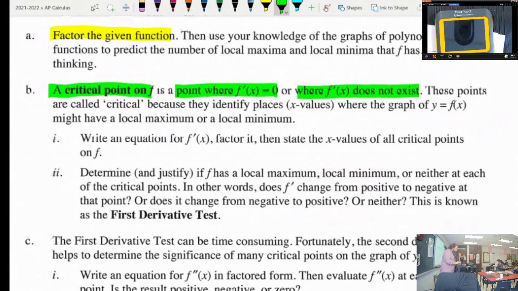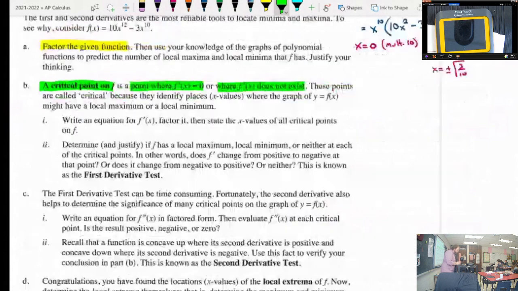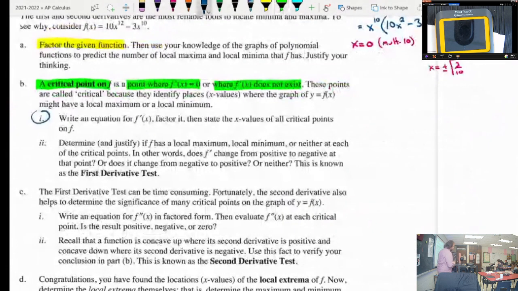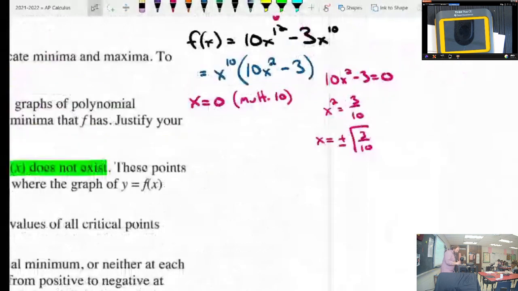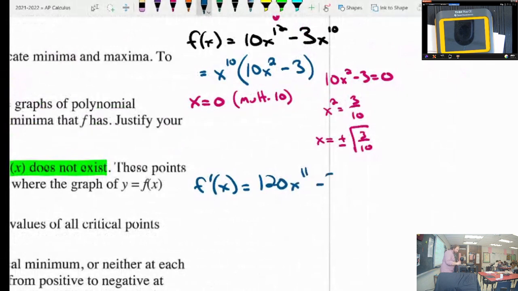We're going to find the maximums and minimums of this graph. We're going to write an equation for f prime of x, factor it, and then find all of the possible critical values. It's actually not too hard to do at all because this is a pretty simple polynomial when you get right down to it. F prime of x is going to be 120 x to the 11th power minus 30 x to the 9th power. Don't let that freak you out. It's not terrible.